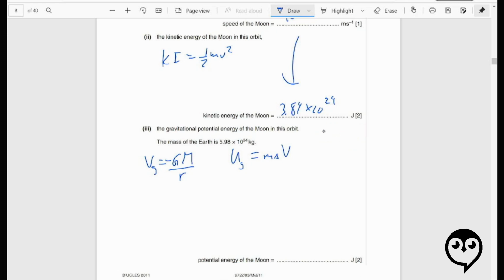And so what you end up getting for your gravitational potential energy, depending on whatever notation you use, is mass times that potential. You're going to get GMm over r. So you plug it all in, you get 7.63 times 10 to the 28. And of course it needs to be negative because it is in a potential well. That's why the moon is in orbit.